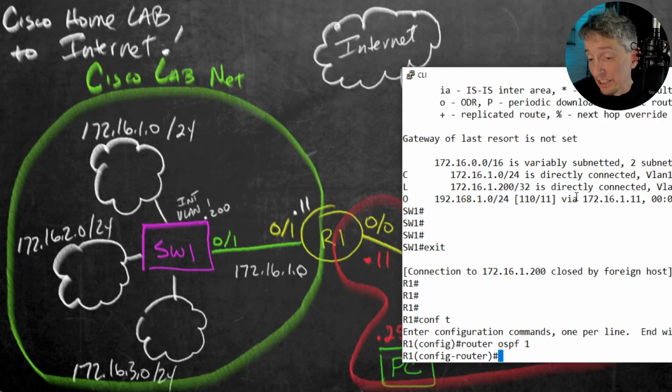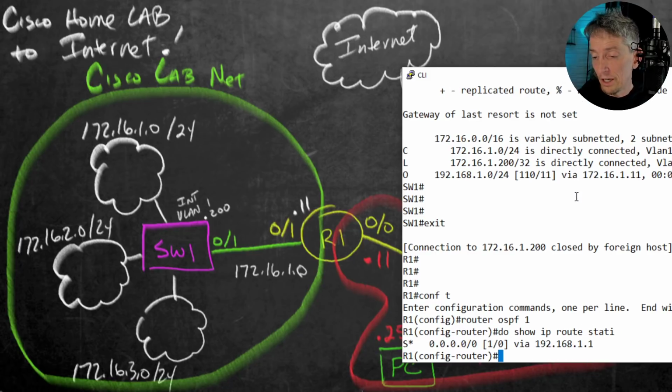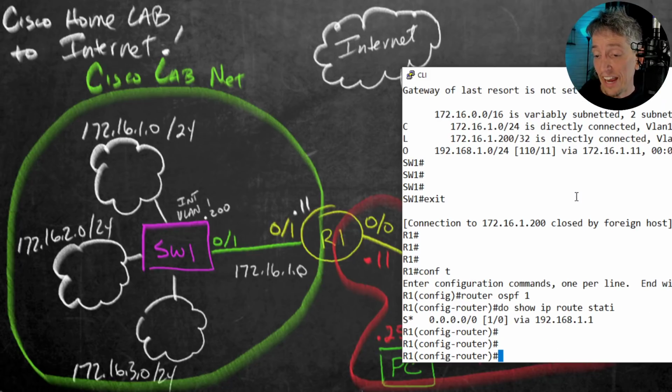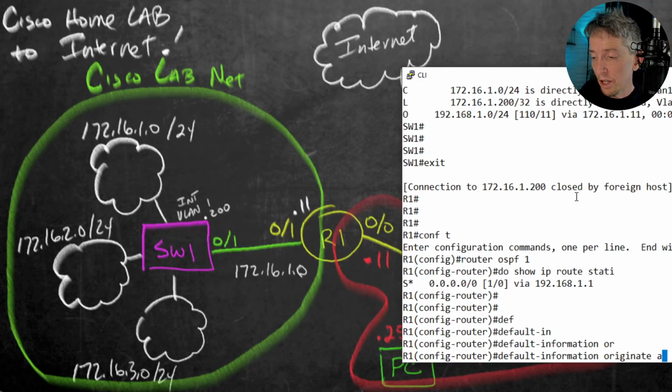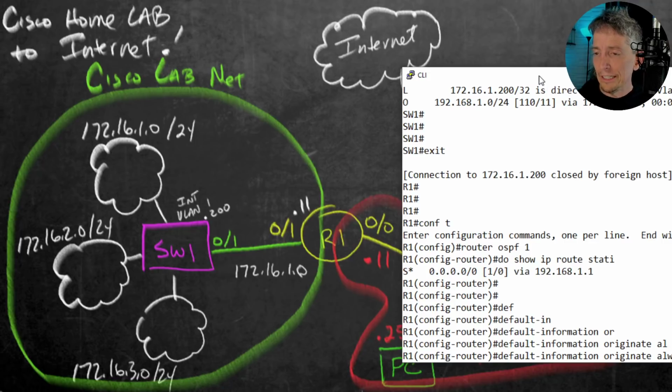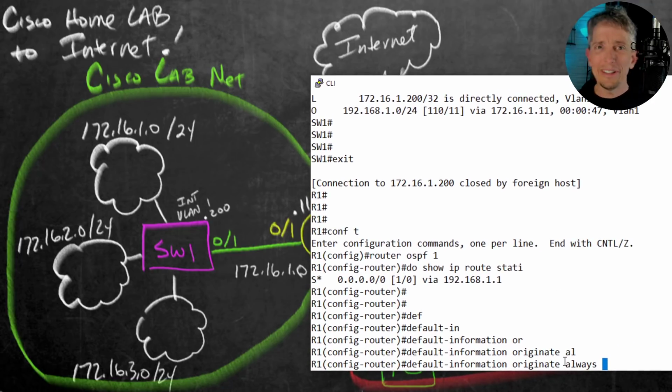And one way of doing this, because R1 has a default route, do show IP route static. So there's its default route. And if it has a default route, we can, in the router process, just do default-information originate always. And the always keyword, you don't have to tack that on, but what that says is, hey, Mr. R1, advertise the default route if you got one. That's the first part. And then the always keyword says, even if you don't have one, just advertise the default route so that everybody thinks you know where to go for anything that's not more explicit in the routing tables.